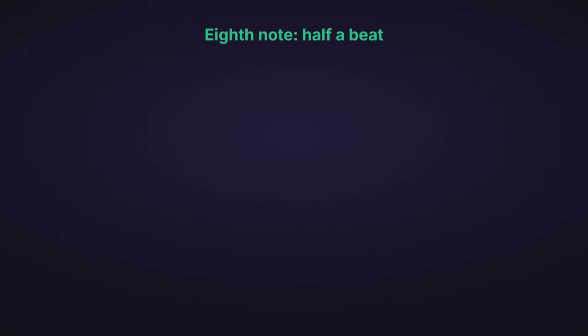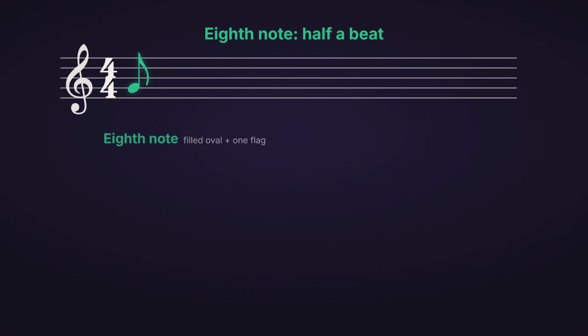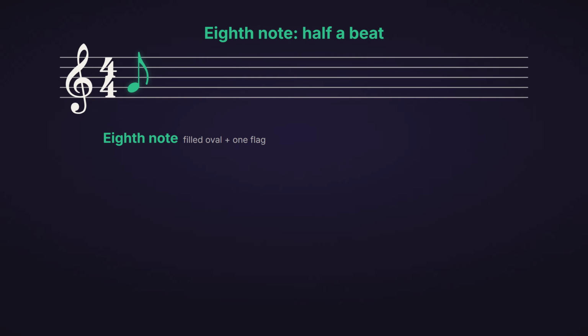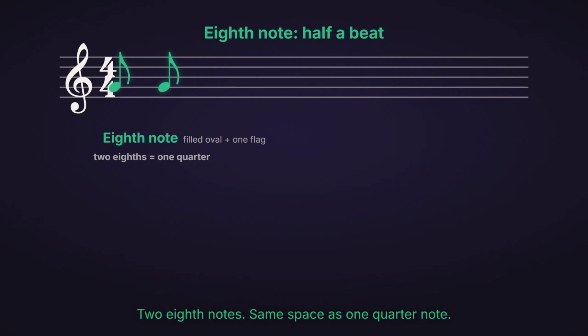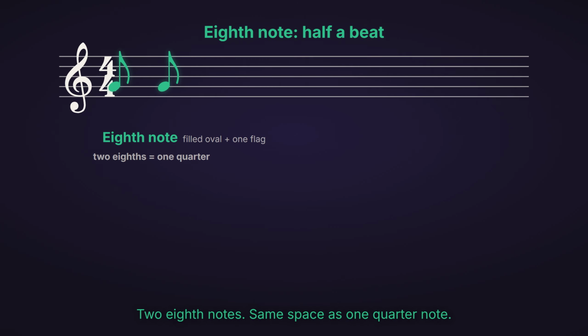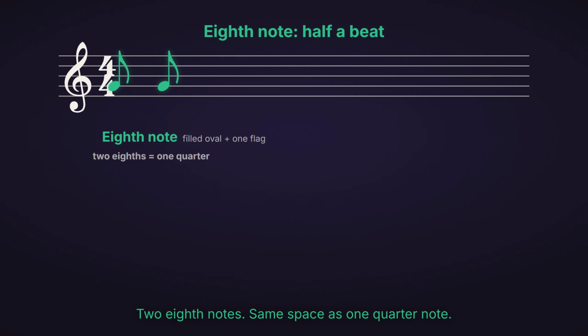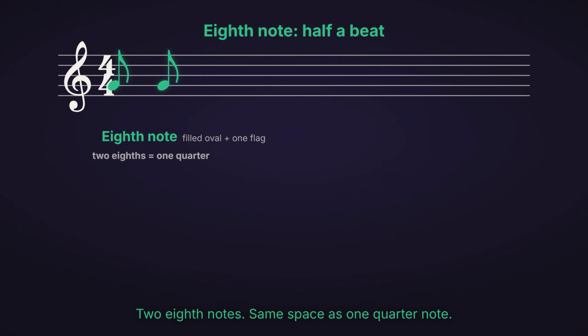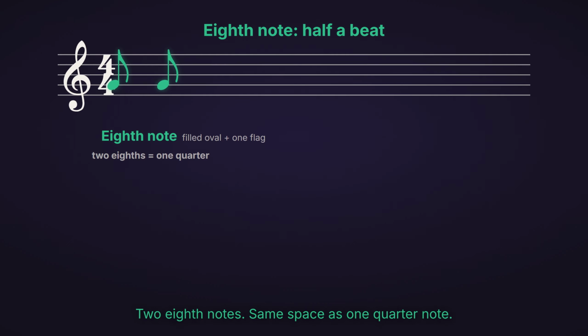An eighth note looks almost identical to a quarter note. Same filled oval, same stem. The only addition is one flag curling away from the top of the stem. Because it lasts half as long as a quarter note, 2 eighth notes occupy exactly the same time as a single quarter note. Put 4 eighth notes in a 4/4 bar and you have used up 2 beats, leaving room for 2 more beats of something else. On the staff you can see this clearly, 2 eighth notes side by side, each with its own flag, fit neatly into the space one quarter note would take.